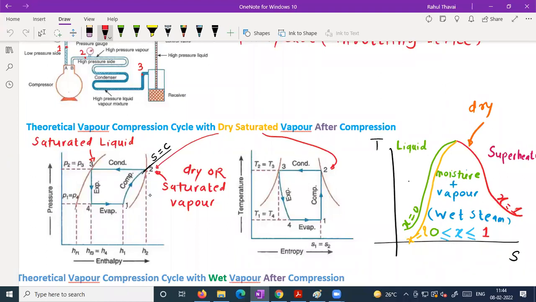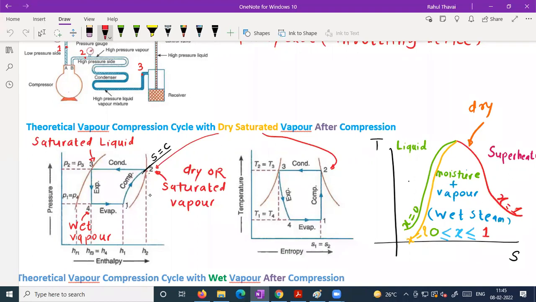This liquid gets expanded and it becomes wet. When you see point number 4, it is lying inside this dome, so obviously point number 4 is wet. It's wet vapor. I will not call it steam, because steam is related to water. Now I am relating to refrigerants, so for refrigerants I will call this vapor only, the vapor of the refrigerant. So at point number 4, it's a wet vapor.